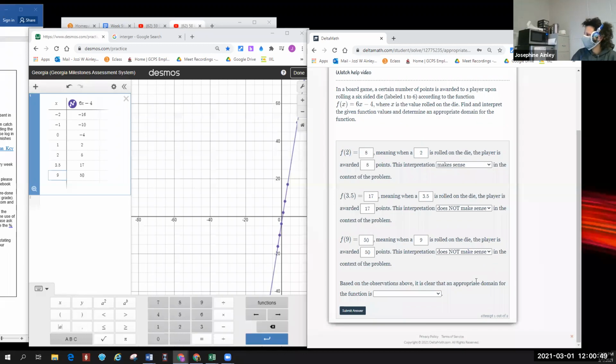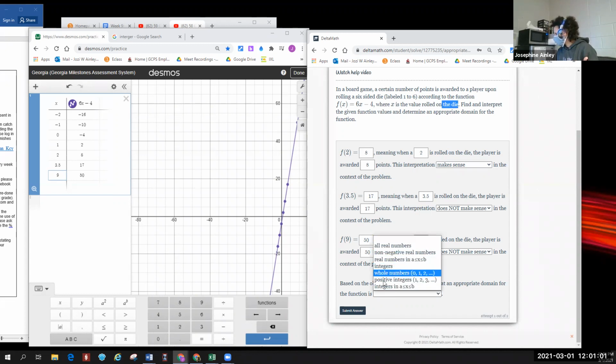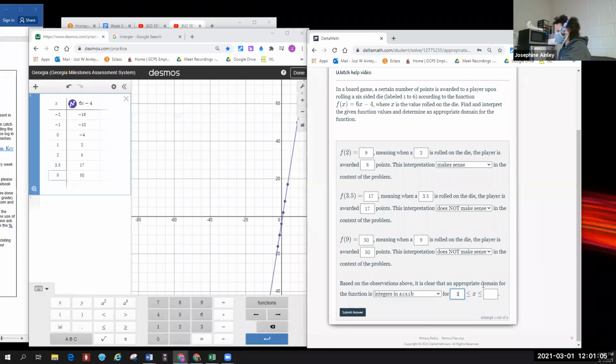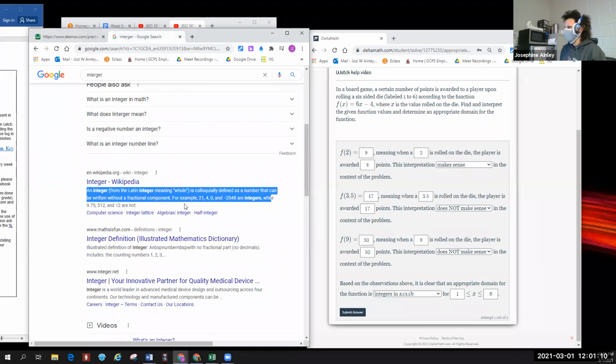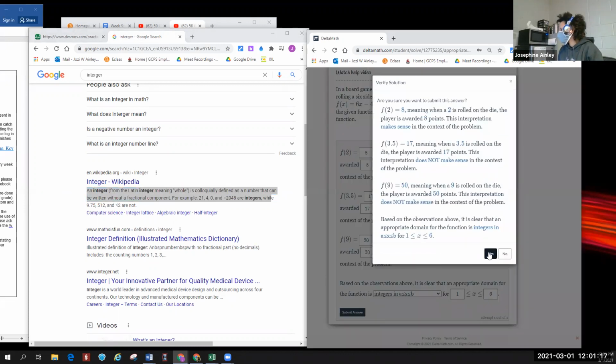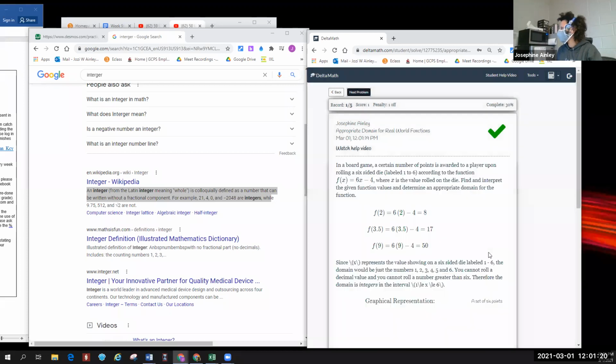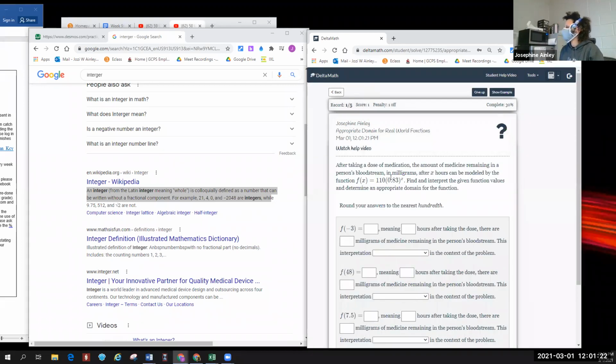So based on this observation, the appropriate domain is, so what numbers can I have for x? Remember, x is the die, right? You can only have numbers 1 through 6. So integers, and you can only have 1 through 6. Remember, by definition, if you forget, an integer is like a whole number, both positive and negative. So boom. Excellent. Next problem. It just takes a second on these.